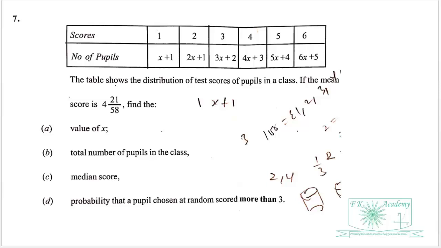This is question 7. The table shows the distribution of test scores of pupils in a class. The mean mark is 4 whole number 21/58. We have to find the value of x, the total number of pupils in the class, the median score, and the probability that a pupil chosen at random scored more than 3.